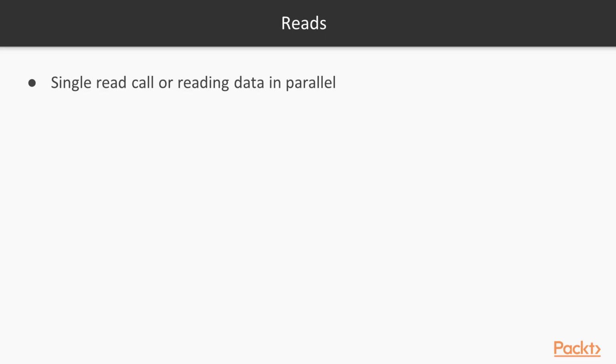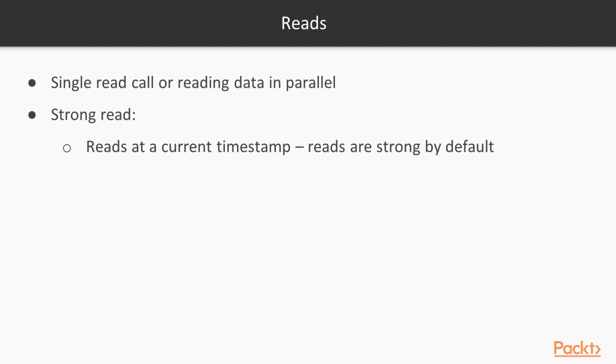So what are reads? If you need to make a single read call, single being the keyword here, or read data in parallel, those are simply reads. There are two types of reads based on how current the data is: strong read and stale read. A strong read is a read at a current timestamp, which ensures that all the data committed up to the current timestamp will be seen. By default, reads of Spanner are strong reads.